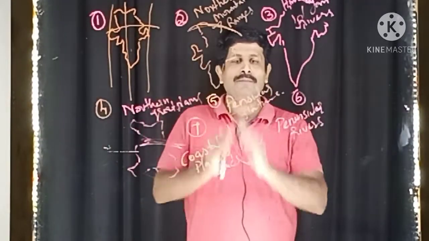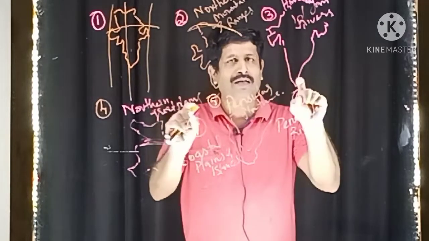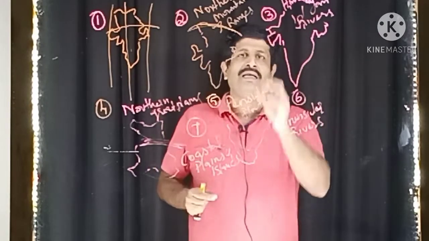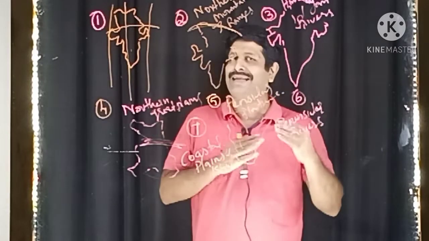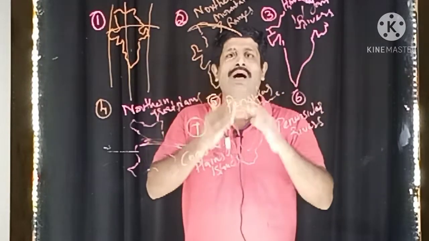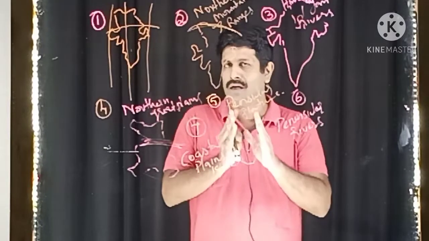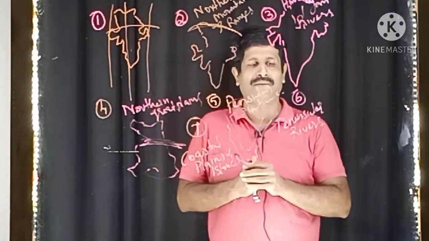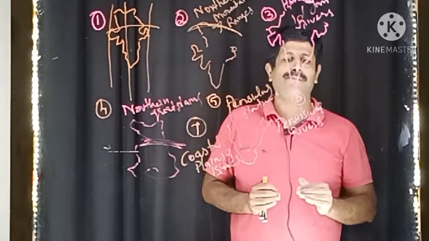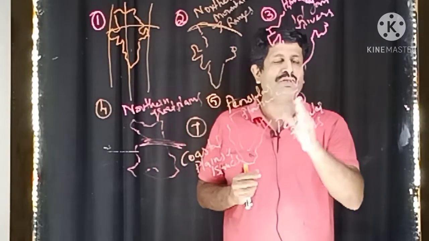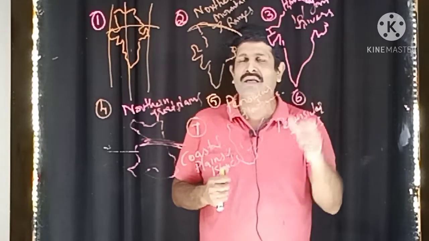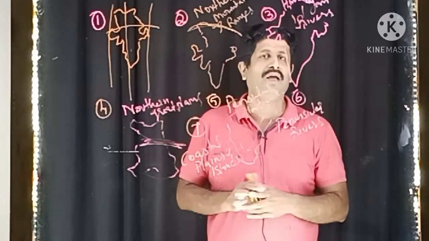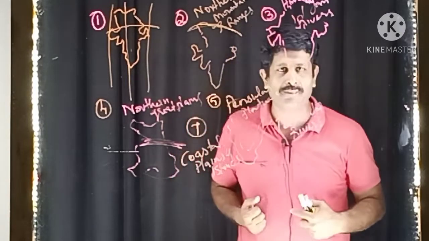And the fifth map is the Peninsular Plateau. The mountains are there, the Chotanagpur plateau is there, the Deccan plateau is there. All those things you have to make in your map. And the sixth map is the peninsular rivers. You had to do only the peninsular rivers: Mahanadi, Krishna, Godavari, Kaveri, Tapi, and the Narmada.